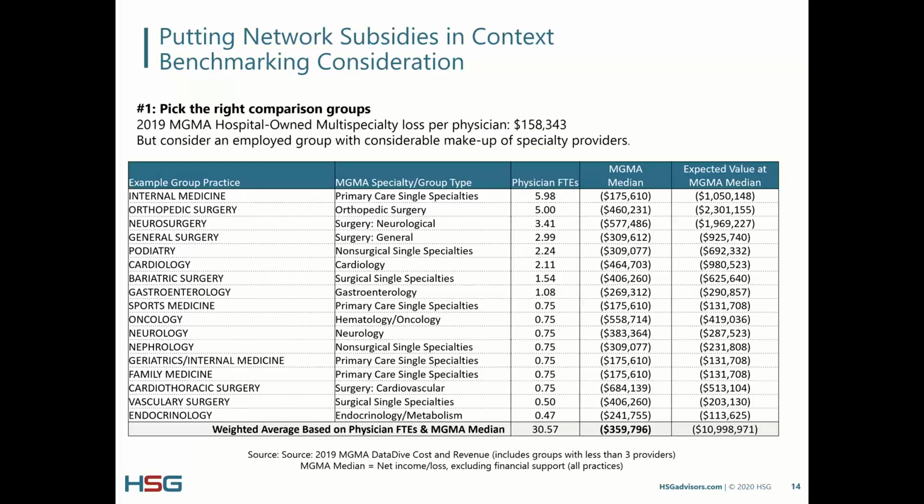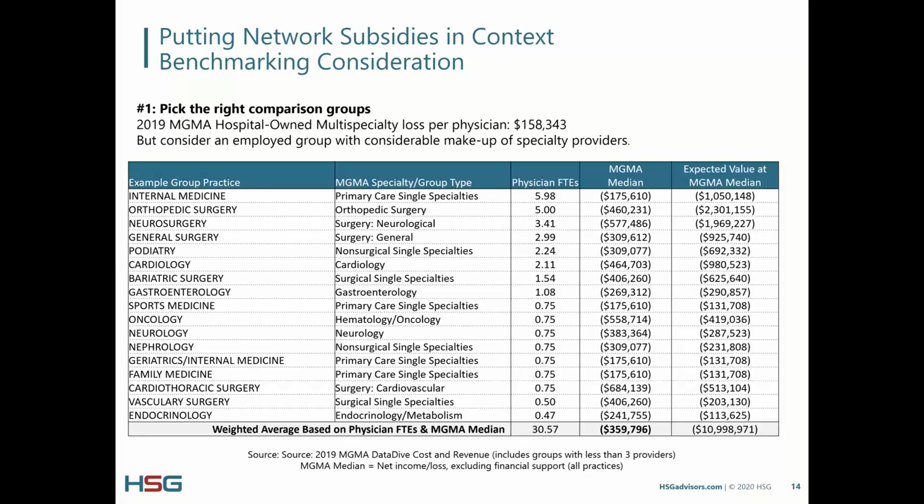So probably those first 3 I'll dive into a little more. And the first one, when I say pick the right comparison groups, that's really important, because we see a lot of groups say that they want to compare themselves to hospital-owned multi-specialty, which makes sense. If it's a group that employs multiple specialties and they're hospital-owned, it makes sense. It seems like that would be a good benchmark.